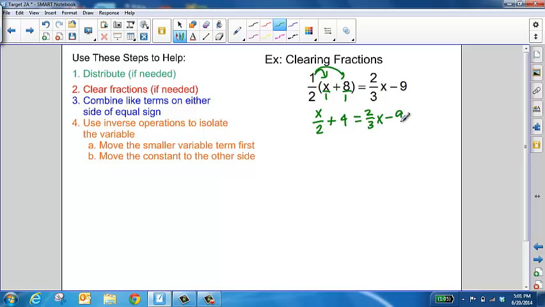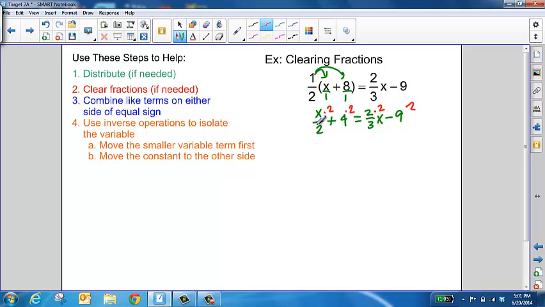Now, the next step is to clear fractions. And if you see here, we have two fractions. We have one with a denominator of 2 and one with a denominator of 3. So to start clearing your fractions, what you're going to do is multiply every single term in the equation by the denominator of one of those fractions. So we're going to get an equivalent equation, but we're going to start eliminating those fractions.